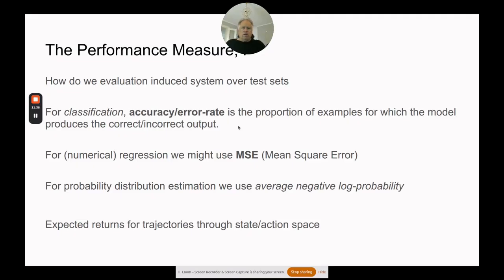For classification, we would hold out a test set. We have the whole corpus, we hold out a test set, and then we train. Once we're done training, we look at how it does on the test set. For classification, how accurate is it? What percentage of the examples in the test set does it get correct? That's a simple way. For numerical regression, if it's supposed to be guessing a numerical measure, then we could use mean square error. Okay, but we're not going to talk about regression in this course, but there it is.